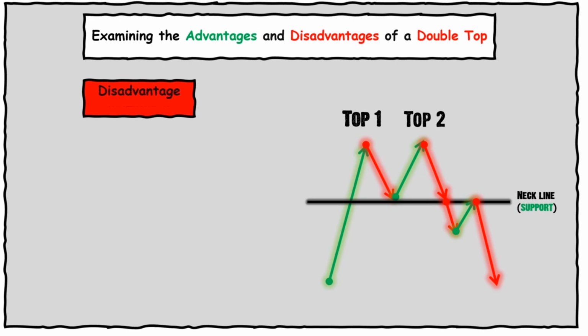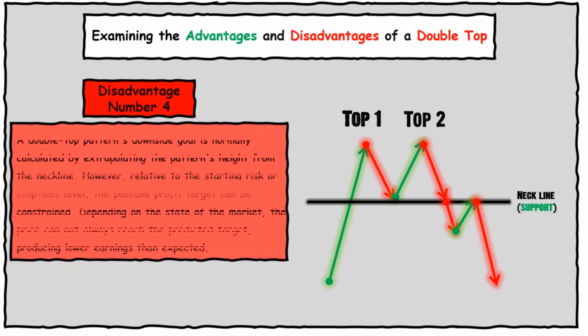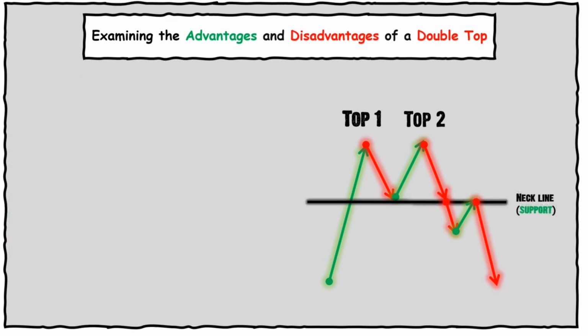Disadvantage number 4. A double top pattern's downside goal is normally calculated by extrapolating the pattern's height from the neckline. However, relative to the starting risk or stop-loss level, the possible profit target can be constrained. Depending on the state of the market, the price may not always reach the predicted target, producing lower earnings than expected.